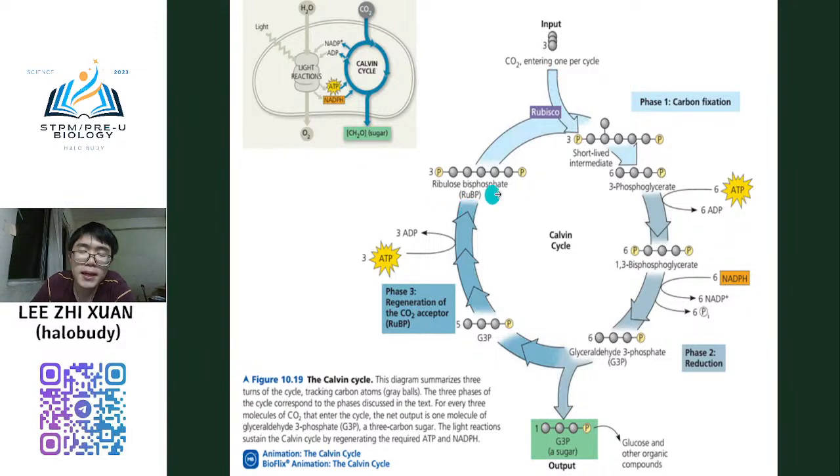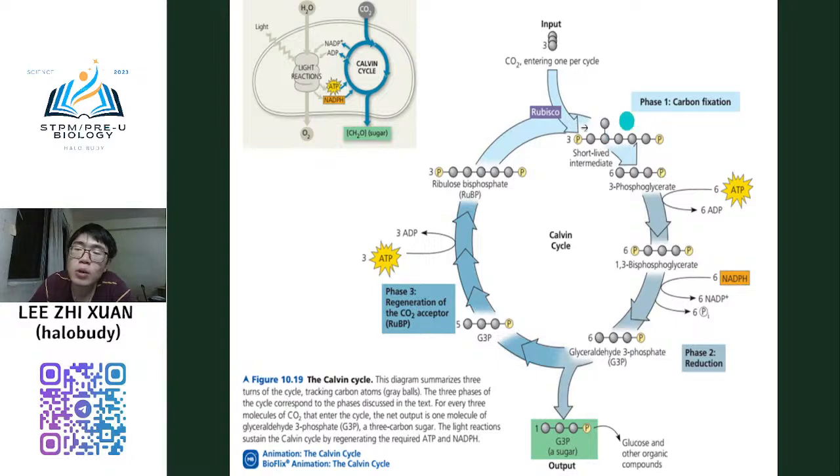Satu RuBP akan fix satu carbon dioxide. This is general. Why it contains 3? Because in every cycle directly 3 carbon dioxide enter it. So 3 carbon dioxide means that it also requires 3 RuBP to fix it. Once the 3 carbon dioxide are fixed with these 3 RuBP, it will form a short-lived intermediate.